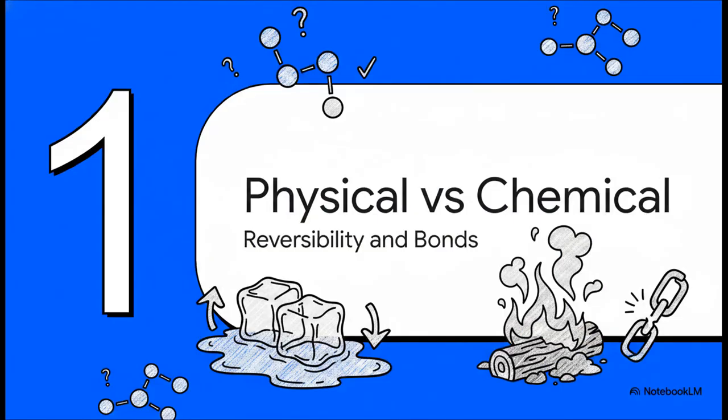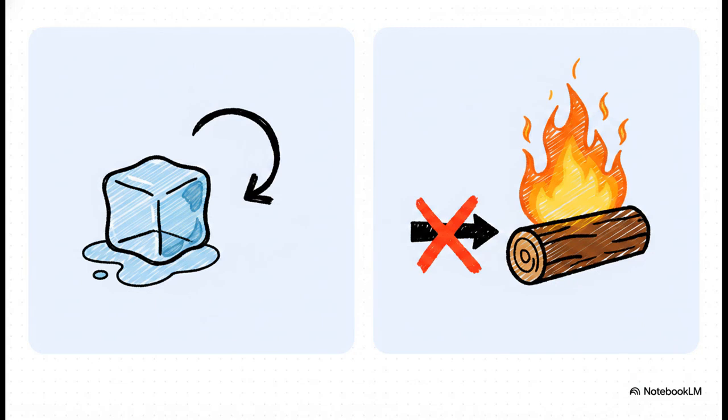Okay, moving on to our next section, physical versus chemical changes, focusing on reversibility and new substances. Now that we know what matter is actually made of, we need to understand how it behaves. Let's contrast these two ideas because it's a classic exam topic.